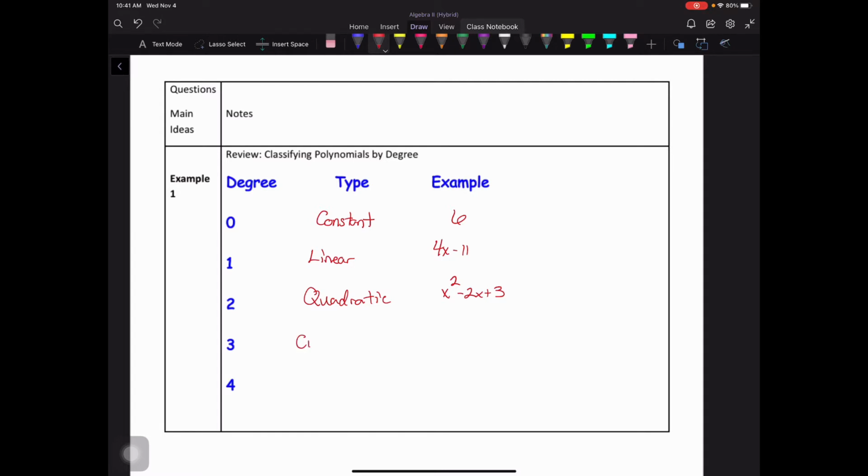3 we call a cubic, so we'll go like 11x to the third plus 6x squared minus x plus 10. Something like that. My highest exponent is 3. Fourth would be quartic. And I'll just keep this one basic, x to the fourth. And then after that would just be the nth degree.